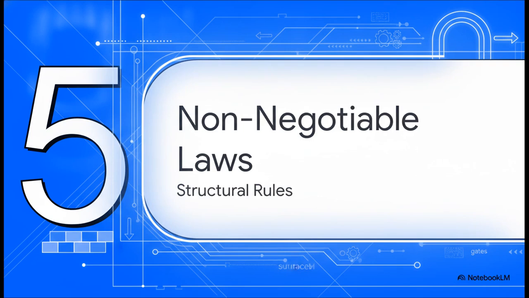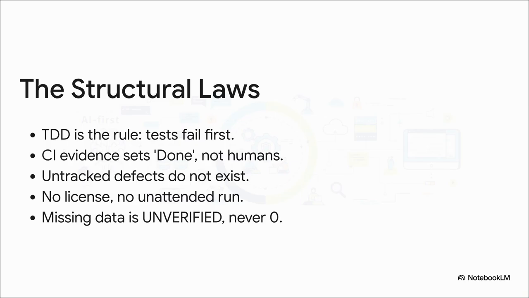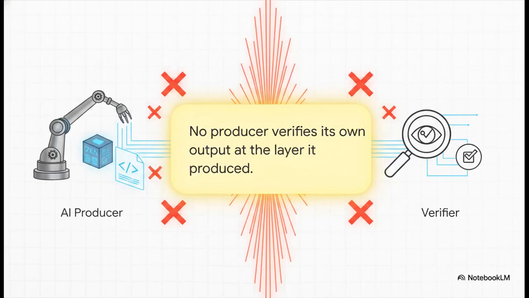We've seen the surfaces and the gates. Now, Section 5, the non-negotiable laws. These are the absolute hard lines that keep the whole operation from collapsing. So the crucial point is that discipline must be structural. Look at these laws. Test-driven development is mandatory. Tests have to fail first. Furthermore, continuous integration evidence sets a task to done. Humans cannot manually drag a ticket to done. Why? Because a status field a person can drag is a deadline a person can bend. Also, missing data renders as unverified, never as a zero, which is just a confident falsehood. These rules never bend.